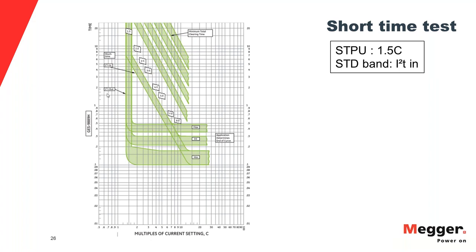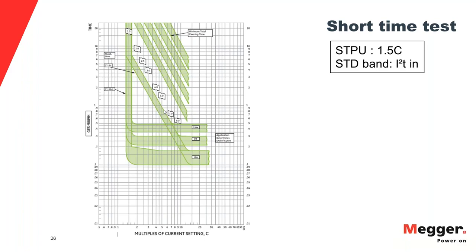On the other hand, if you look at the I square T out response, you can see that the bands are horizontal, which means the trip time is independent of the magnitude of the current. So if your response is I square T out, it doesn't matter if you're injecting three times the pickup, three times C, or six times C, you're going to have the same trip time limits.